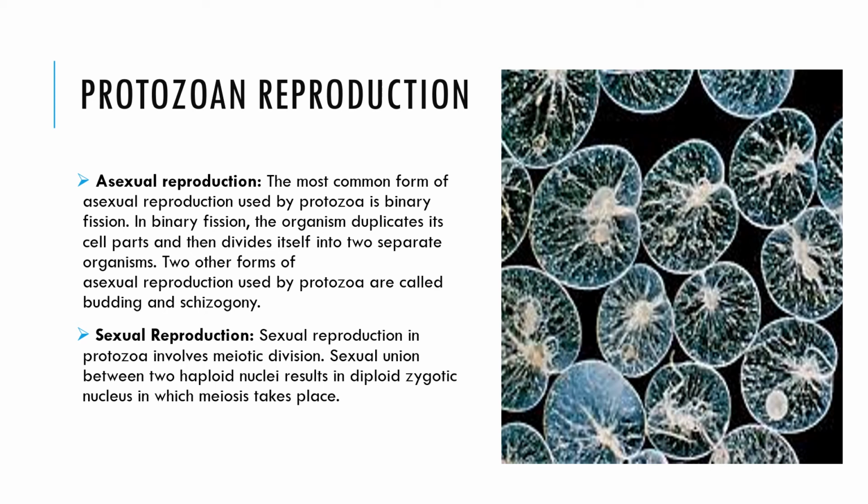In sexual reproduction, the protozoa is involved in meiotic division. Sexual union between two haploid nuclei results in a diploid zygotic nucleus in which meiosis takes place.